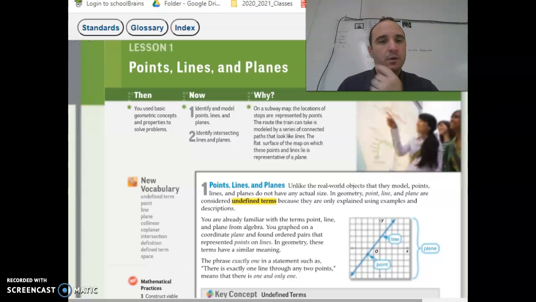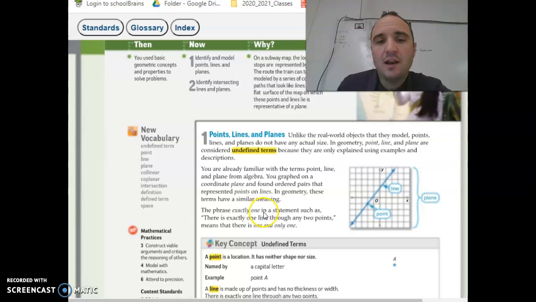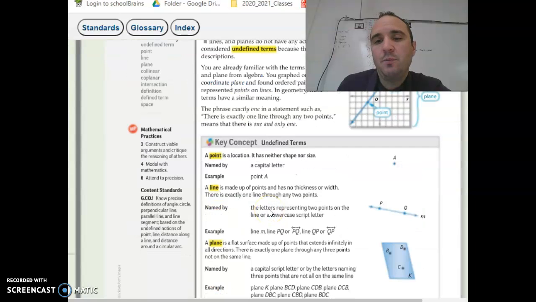Hi everyone. We're going to be going over the first section in your book, which is a lot of vocabulary and a lot of labeling. It's called Section 1-1, Lesson 1, Points, Lines, and Planes. Just to start off, there are a lot of new terms here, but you've heard me refer to them before.